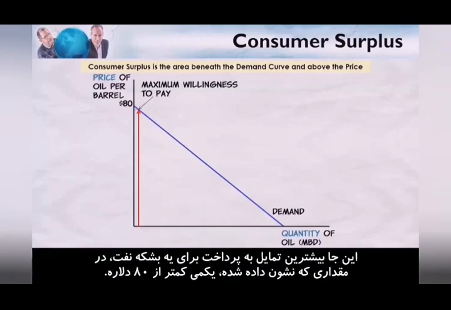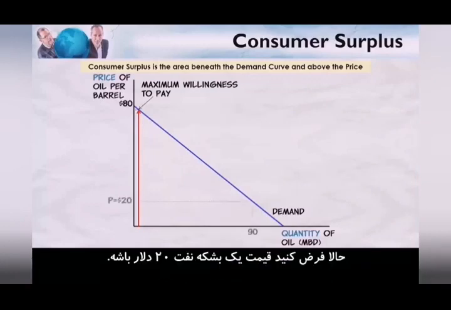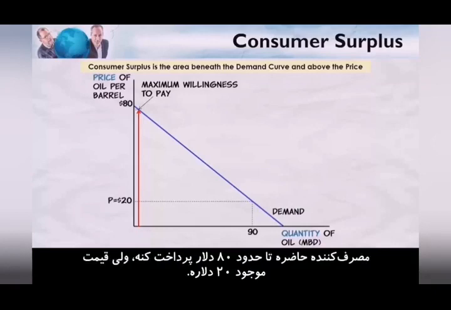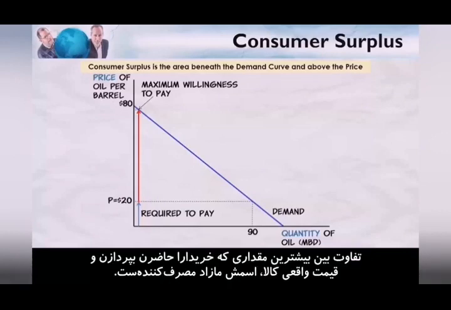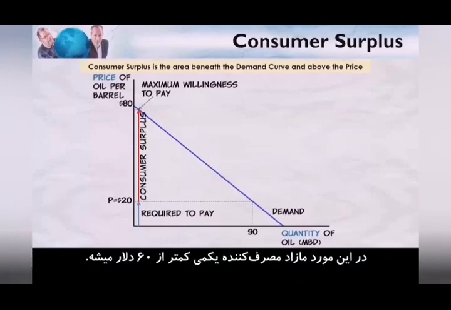In this case, the maximum willingness to pay for the barrel of oil indicated is a little bit below $80. Now suppose that the price of a barrel of oil is $20 per barrel. The willingness to pay is closer to 80, and the actual price is only 20. In other words, the person is required to pay 20 for something which they value at close to 80. The difference between the maximum willingness to pay and the actual price is again called consumer surplus. In this case, consumer surplus would be a little bit less than 60.